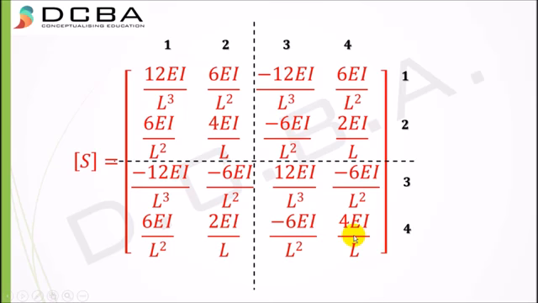You can check it by scrolling back in the video, and now you can see these three elements are basically repeated in all these four blocks. Okay. Only this element differs. Here it is 4 EI by L, 2 EI by L, 2 EI by L, 4 EI by L. Okay. Now comes the sign convention.